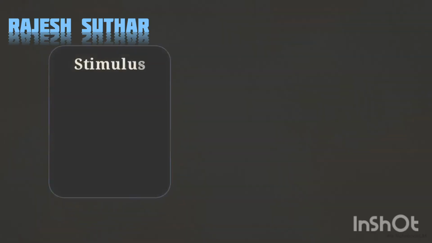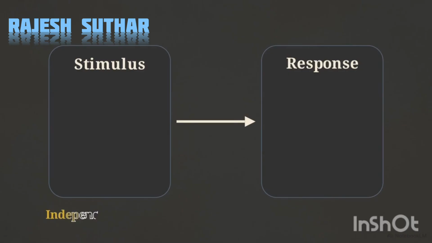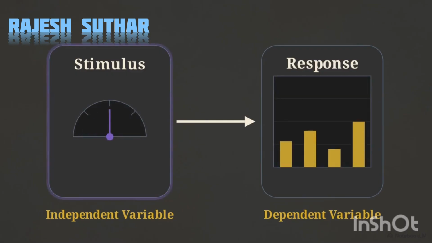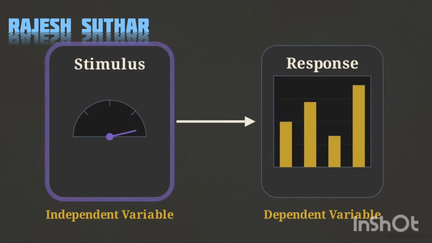This mechanical flowchart represents the stimulus-response tradition. On the left is the stimulus, the independent variable. On the right is the response, the dependent variable. By isolating these metrics, scientists manipulate the independent variable and mathematically measure the change in the dependent variable.